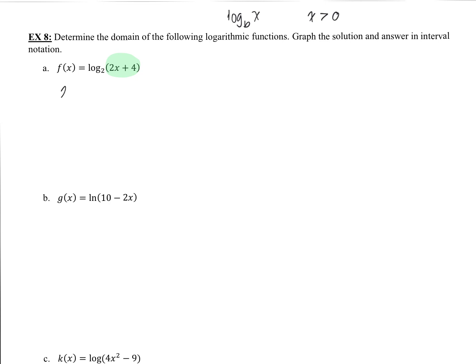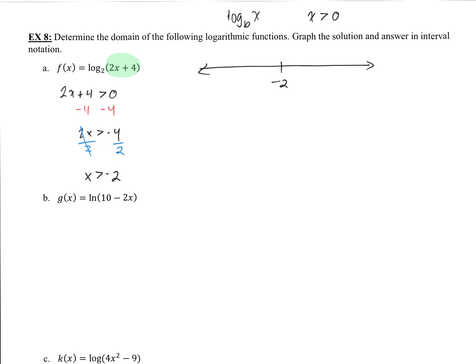We want to see, all right, are there any x values that make this negative? And if so, we're going to take them out. So let's go ahead and solve this very similar to how we've been doing domain before. So solving for x, we'll subtract 4 from both sides. Then we get 2x greater than negative 4. Dividing by 2, we get x is greater than negative 2. So let's go ahead and graph this.